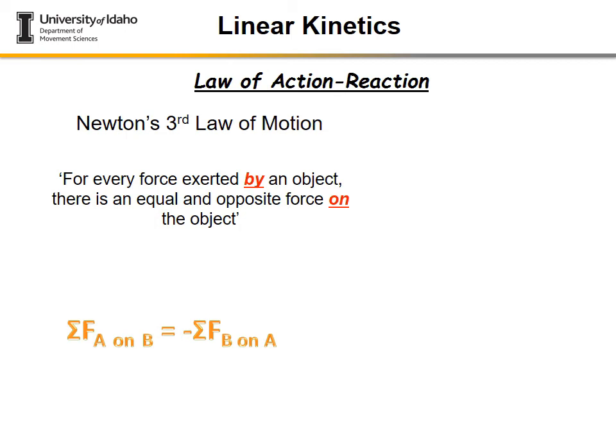For the sum of forces A on B, the sum of the forces that A exerts onto B, B then exerts the equal and opposite forces back onto A, right? So every force exerted by A onto B, B then does an equal and opposite back onto A. That is the key component here, these two terms that I really want you to understand: B on A, by and on. The other important part is equal and opposite, right? So they need to go in the opposite direction and they need to be equal.